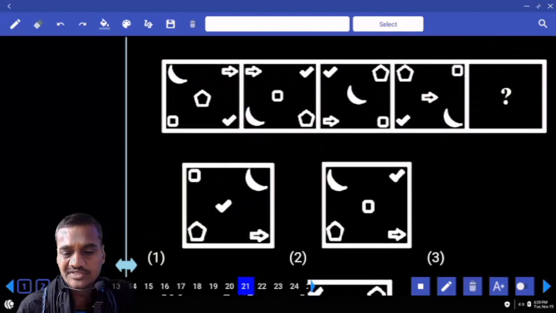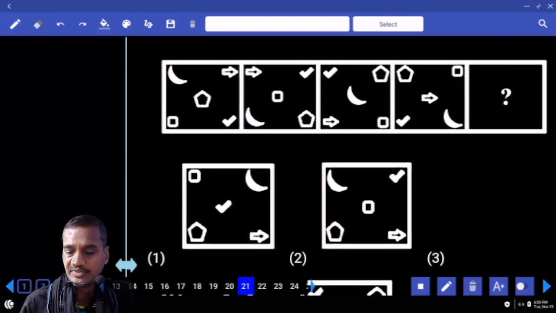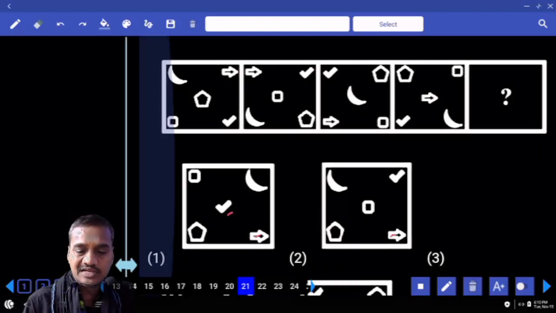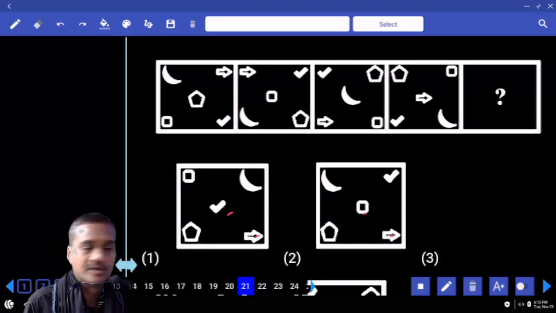Now in 1 and 2, which element is different? Then compare these two choices. If you are comparing, this element is the same in both. No need to check this. Then now the center element is different.